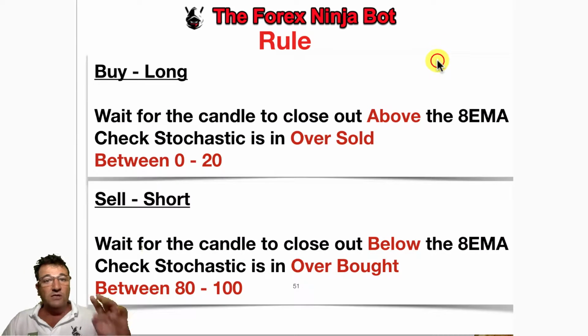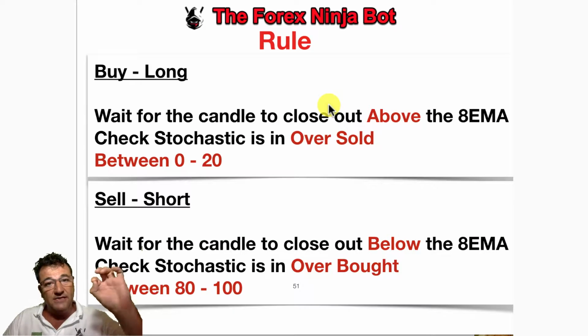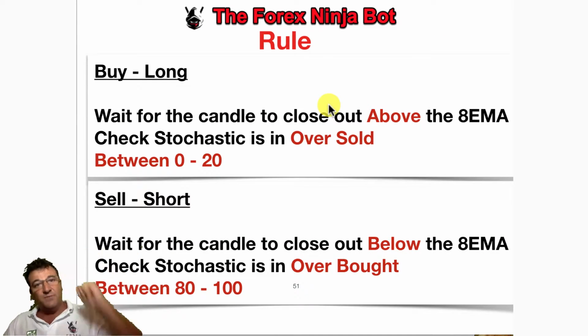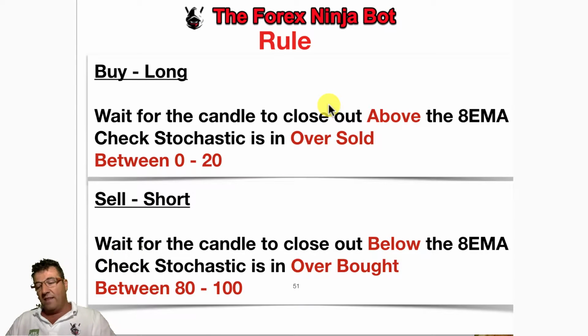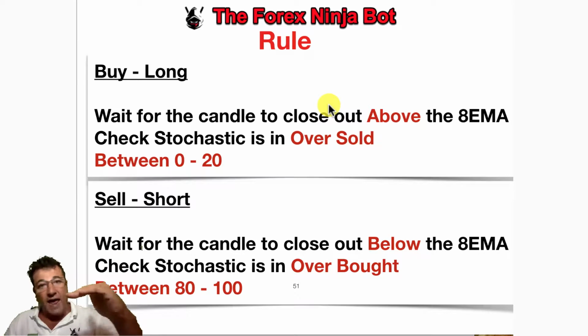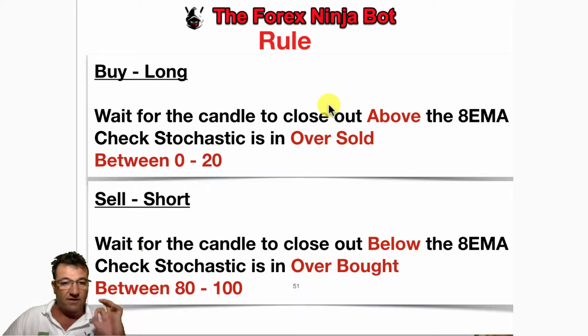As long as the price is above the 8 exponential moving average in a long position, you stay in the trend. When the candlestick is below the 8 exponential moving average, you stay in the trend in a short position. Very, very simple.